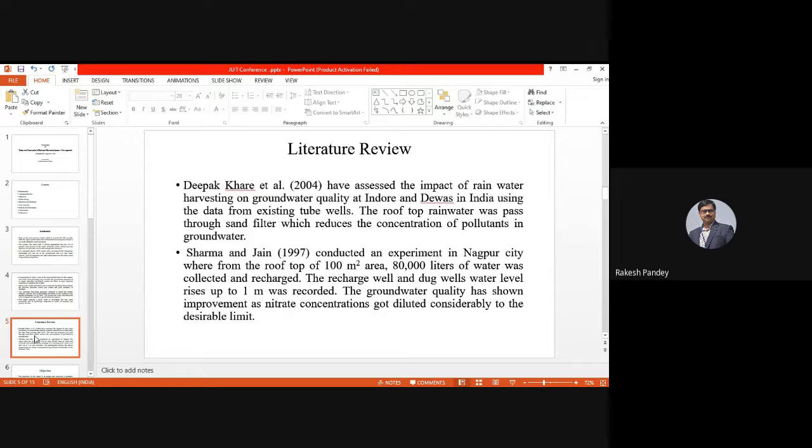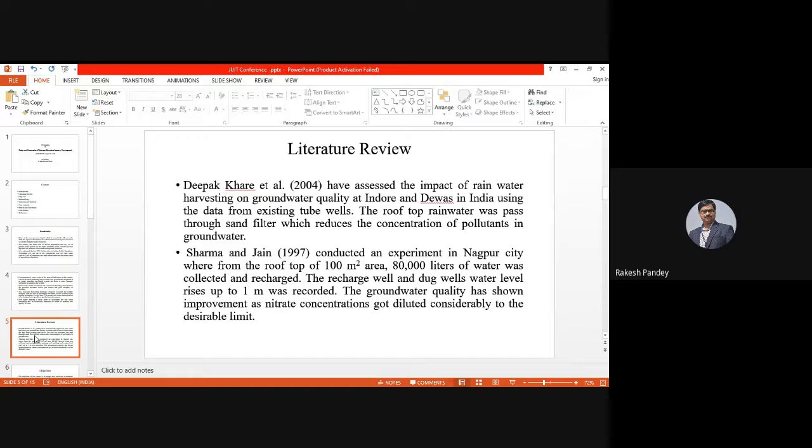So for this, a little bit of literature review has been done by me. I have collected the data from Deepak Khare et al., who did work in 2004 related to the impact of rainwater harvesting on groundwater quality at Indore and Dewas, and they collected the data from the existing tube wells. The rooftop rainwater was passed through sand filters, which reduce the concentration of pollutants in the groundwater. Means they used sand filters, and the water collected through the rooftop had a reduced concentration of the pollutants present in the water.